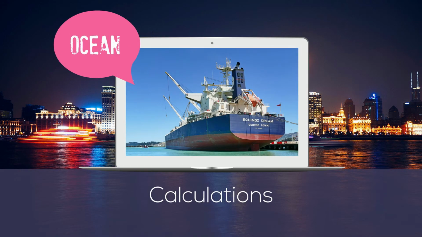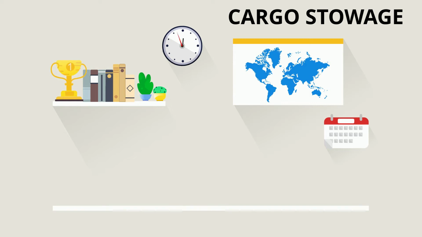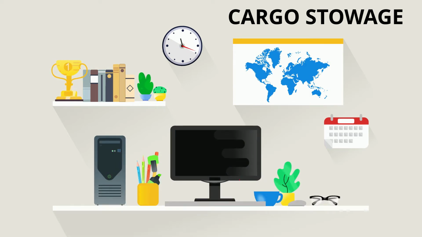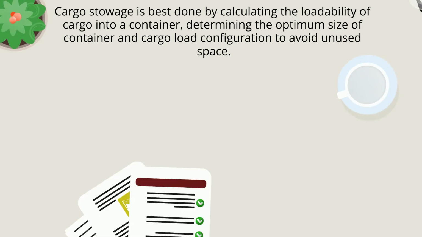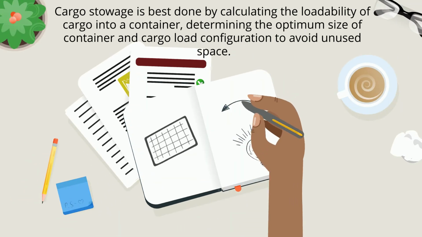Welcome to Ocean Freight. In this video, we're going to be concentrating on calculations. In order to calculate how much cargo can fit into an ocean container, you have to take a look at what's called cargo stowage. This is the amount of room a container has to hold cargo. The length and width of the container is divided by the length and width of the package, and this determines the optimum number of packages that the container can accommodate.